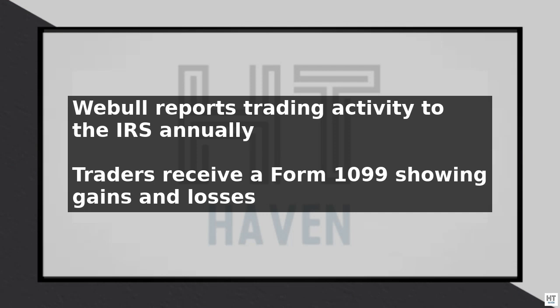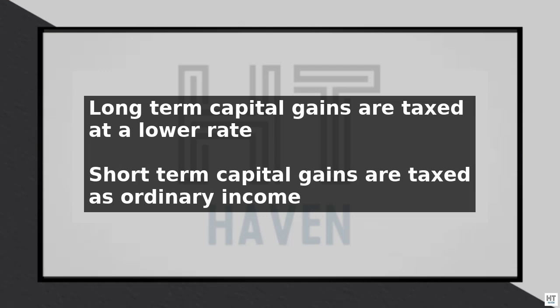When it comes to taxes, trading activity is divided into two categories: long-term capital gains and short-term capital gains. Long-term capital gains apply to assets held for more than 1 year and are taxed at a lower rate. Short-term capital gains apply to assets held for 1 year or less and are taxed as ordinary income.